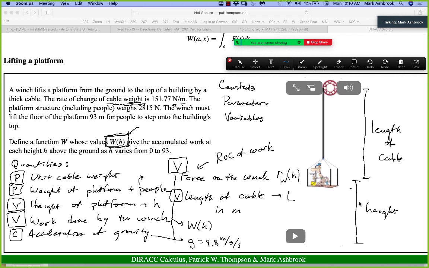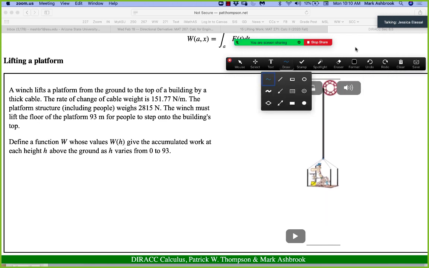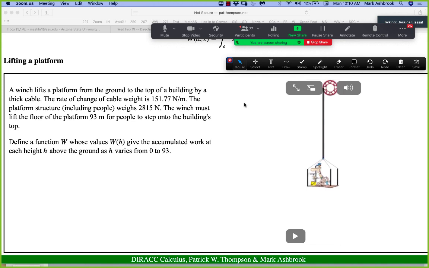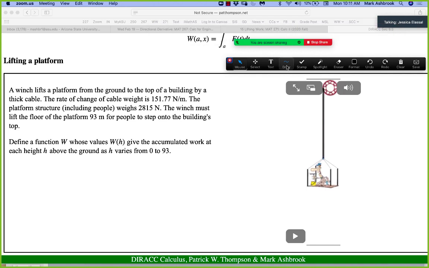Can I erase what I've written so far? Wait, so variables? Since there's 4 of them, wouldn't we have to define them in terms of one, like the height, or the length of the cable? Yes, that's what we're going to do. So we're doing the rate of change of work with respect to H, because that's what they're asking for here. They're asking for work as a function of H. And so, yes, that's what we have to do.